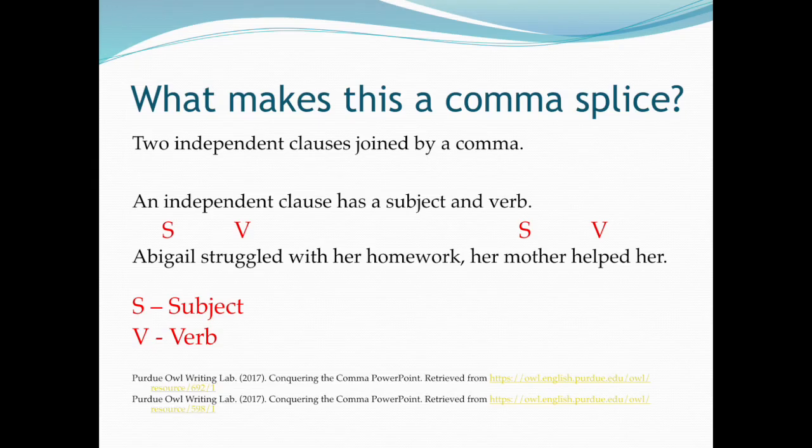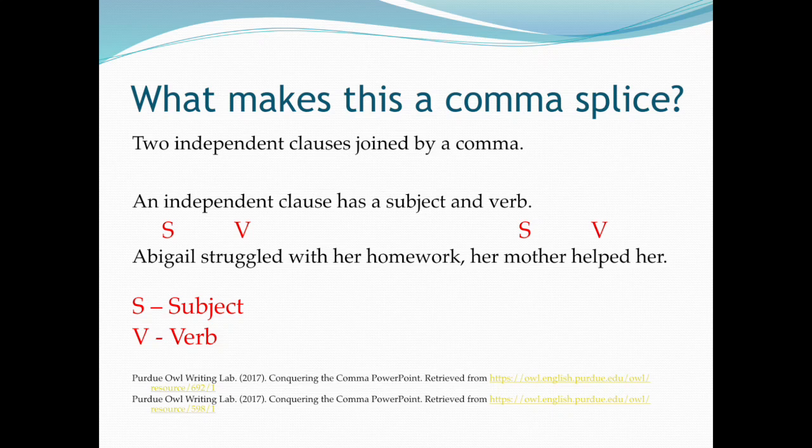What makes this sentence a comma splice? Two independent clauses joined by a comma. In order to conquer the comma splice, it is important to be able to identify what an independent clause is. An independent clause has a subject and a verb.